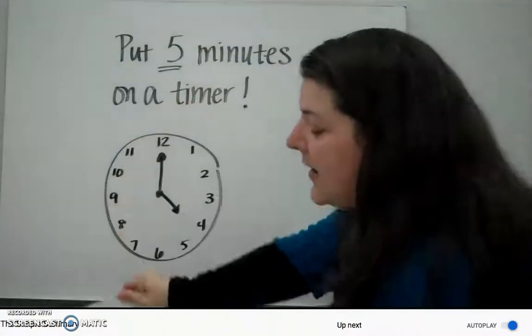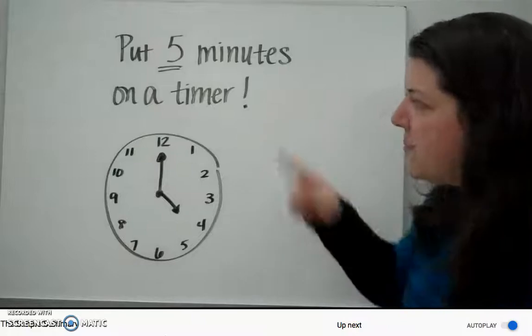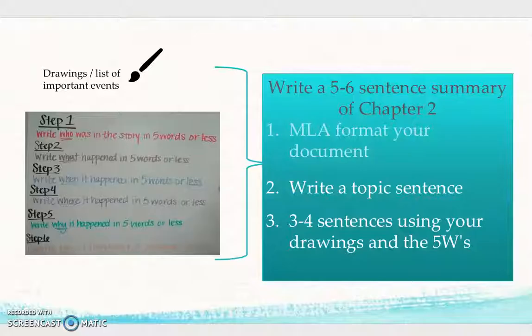So, after all of that, put 5 minutes on a timer. Use those 5 minutes to create sentences from your list of important events and the bullet point information you came up with using the 5 W's and an H. You're going to write a 5 to 6 sentence summary of Chapter 2. Make sure your document is formatted in MLA formatting.